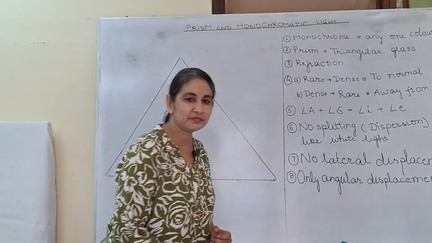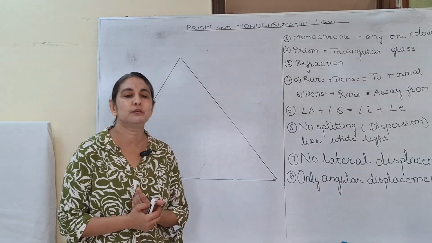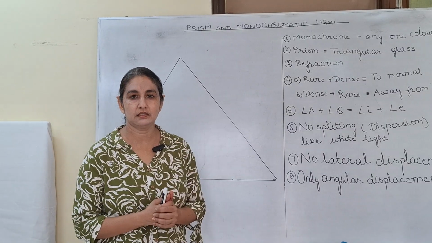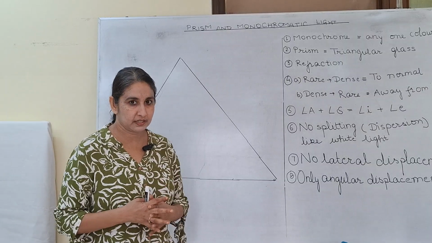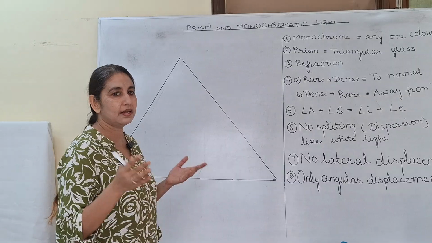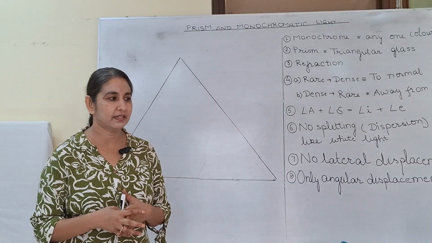Today we're studying a physics topic which is related to prism and it is related to monochromatic light. So quickly, first we'll understand what is prism and what is monochromatic light.